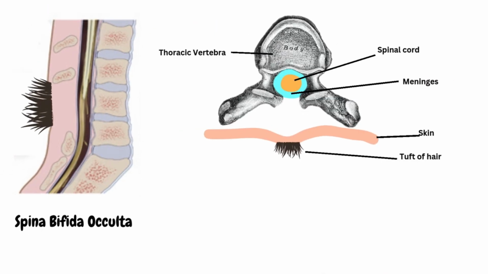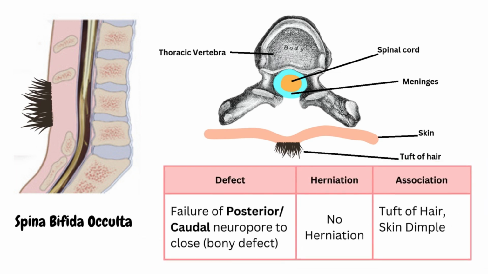Let's start with spina bifida occulta. As you can see from the lateral image and the cross-section, this defect is caused by a failure of the posterior neuropore to close, resulting in a bony defect. There is no herniation of the spinal cord or the meninges. It is associated with a tuft of hair and a skin dimple.